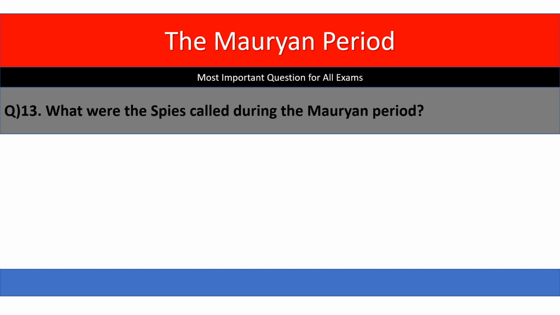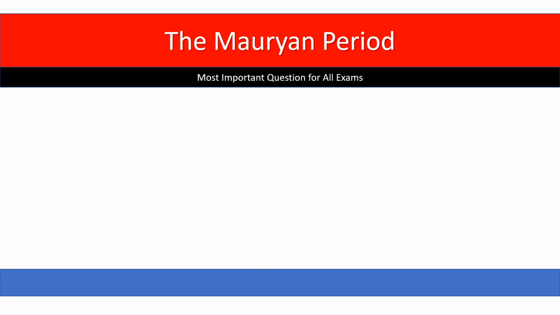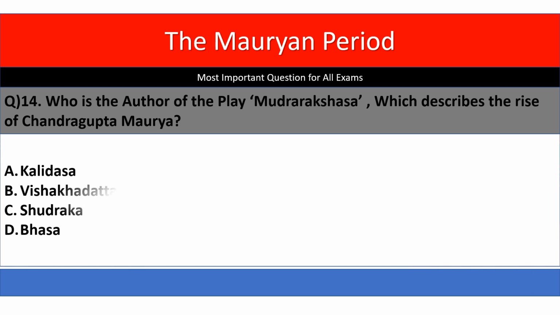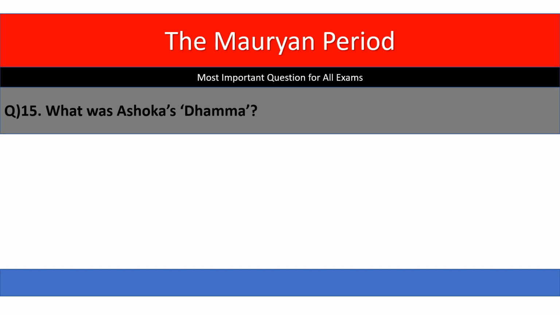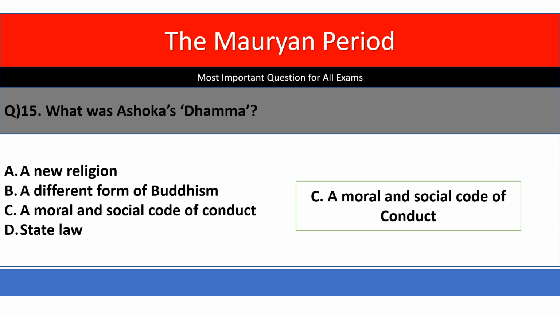What were the spies called during the Mauryan period? C, Gudhapurushas. Who is the author of the play Mudrarakshasa, which described the rise of Chandragupta Maurya? B, Vishakhadatta. What was Ashoka's Dhamma? C, a moral and social code of conduct.